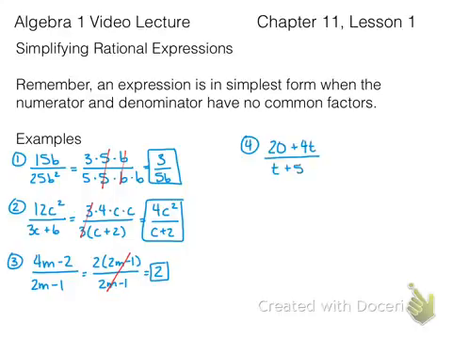We have 20 plus 4t over t plus 5. Well, I'm going to pull out a 4 in that top numerator, and that's going to leave me with 4 times the quantity 5 plus t. And now notice how I changed that up here. Notice how they look different, but are they really different? No, I used the commutative property of addition.